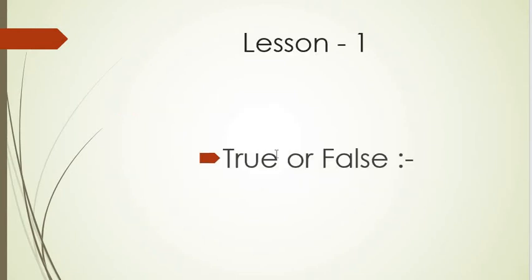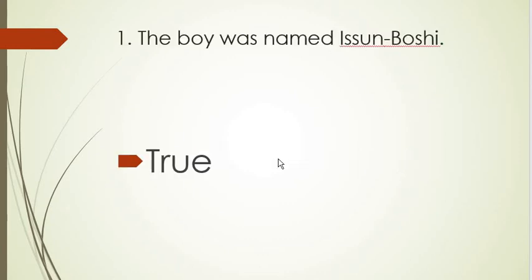Moving on, lesson number 1, true or false. Meanings we have done. Now we are moving on to the true or false section, where you have to write the sentence as well. So start writing as soon as you see the sentence on your screen. The boy was named Issun-Boshi. What was the name of the tiny boy? Obviously he was named Issun-Boshi by his father. Issun-Boshi means 1 inch, correct? Because he was a 1 inch warrior. So the statement is true.